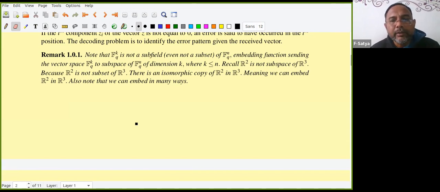Also note that we can embed in many ways. R^2 can be embedded into R^3 in many ways. You take any single linear equation ax + by + cz = d, where at least one of the coefficients is non-zero. Then that represents a plane, and a plane is isomorphic to R^2. So the null space of any single linear equation with one of the coefficients non-zero will give rise to a copy isomorphic to R^2.